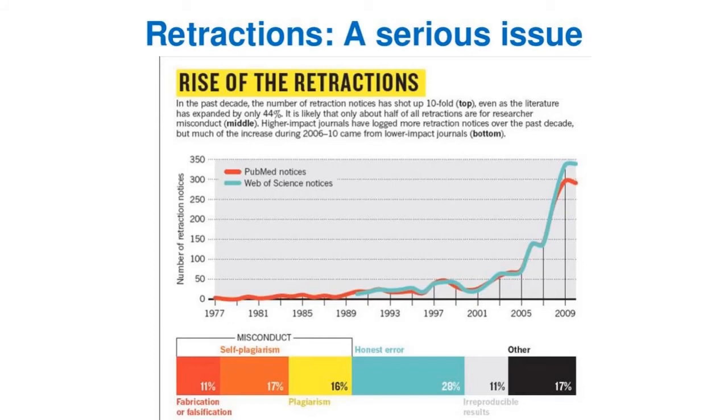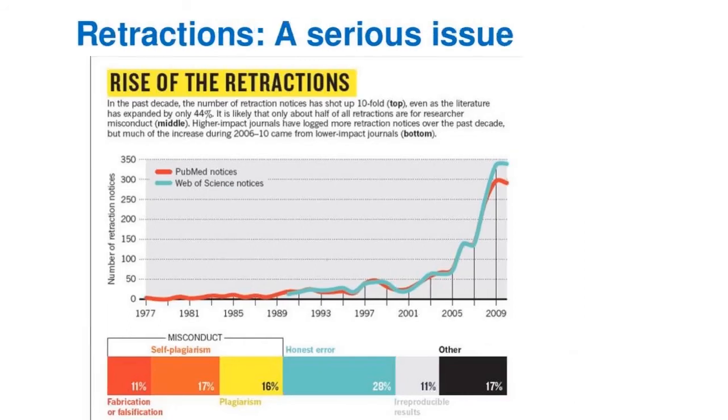The number of retraction notices published by journals up to 2009 shot up, as you can see on this graph, and it has to do with the pressure that authors feel to get their research published in leading journals as fast as possible. So being aware of ethical issues, in particular in your own specific research field, is key in order to avoid problems down the road in the future.